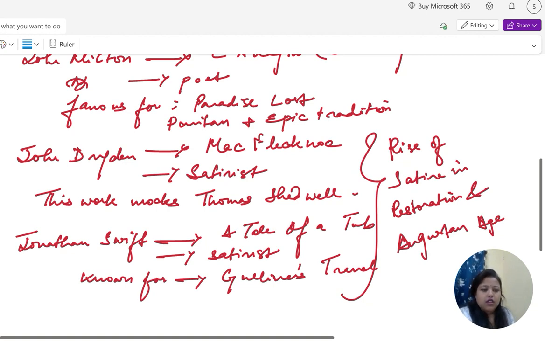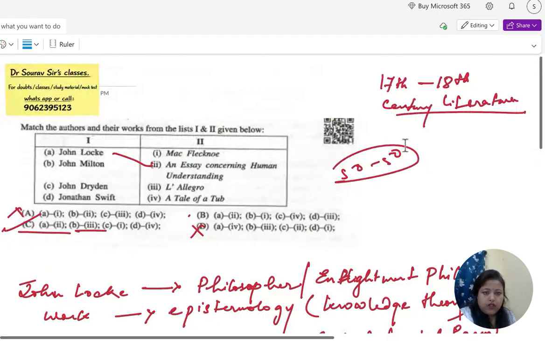So yes, we have solved this one also. This is basically match the following, and I hope you have understood this. There's nothing more to do. We have matched it. We have given you the names of the thinkers, philosophers or writers we were talking about and their work.